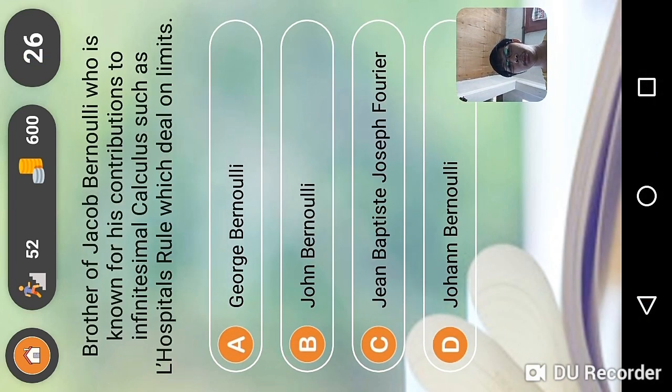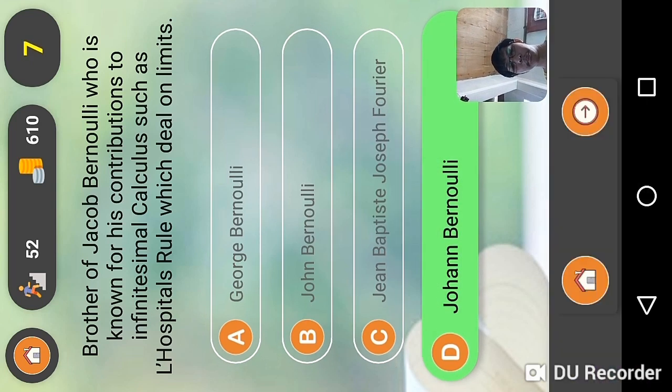Brother of Jacob Bernoulli, who is known for his contributions to infinitesimal calculus such as L'Hopital's rule, which deals with limits. Johann Bernoulli.